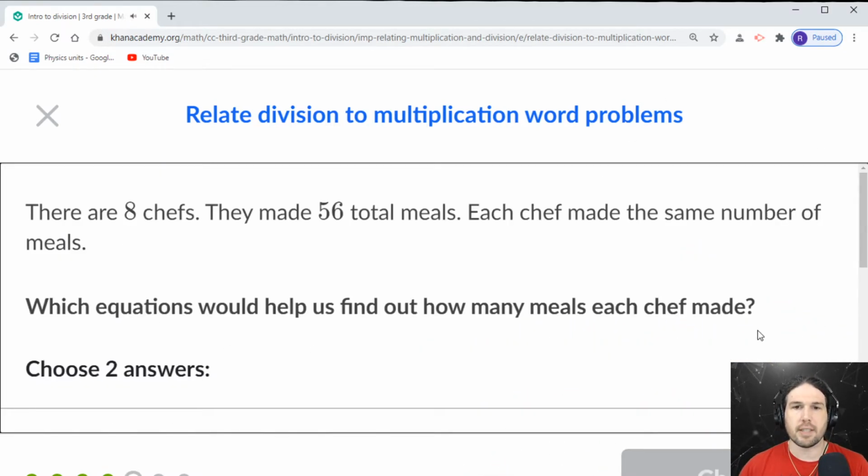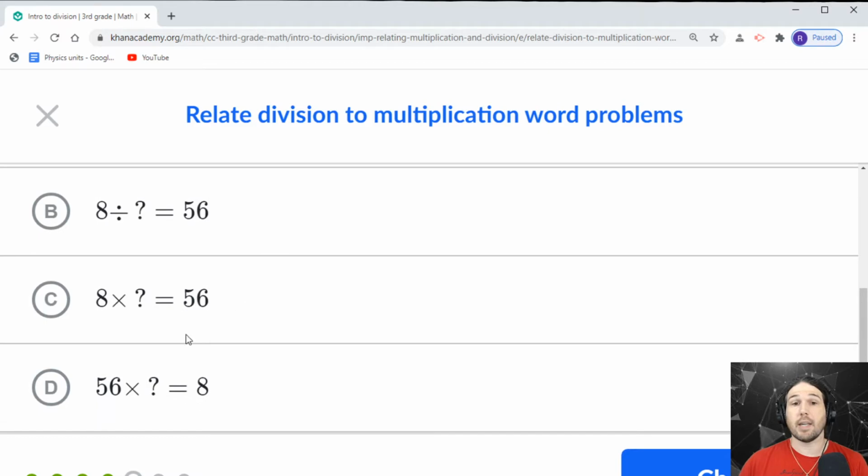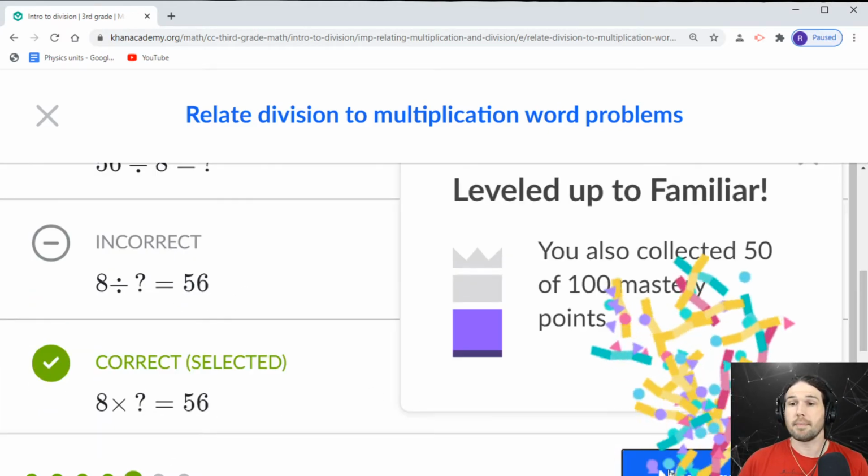There are 8 chefs. They made 56 total meals. Each chef made the same number of meals. I think I'm belaboring the point, so I'm going to say that 56 divided by 8 equals blank, and 8 times blank equals 56 are our two answers.